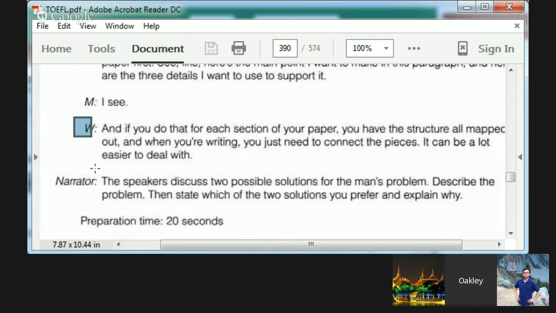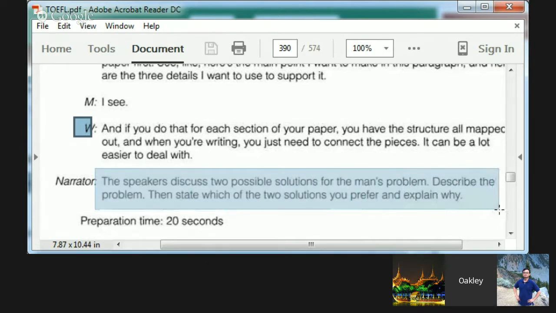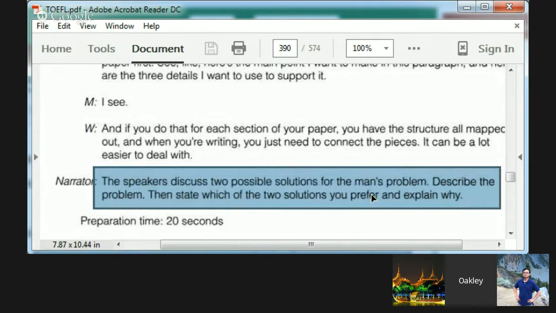Okay, and then the question, by the way, is always exactly the same. It never differentiates. It's exactly this. The narrator will say, the speakers discuss 2 possible solutions for the man's problem. Describe the problem, then state which of the 2 solutions you prefer, and explain why. That's it. Hogan, are you ready to give this a try?